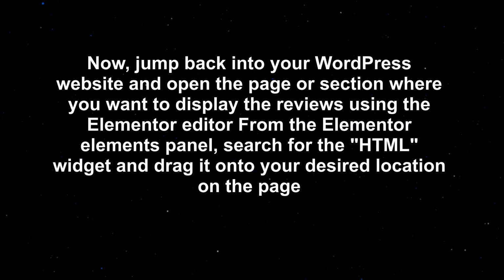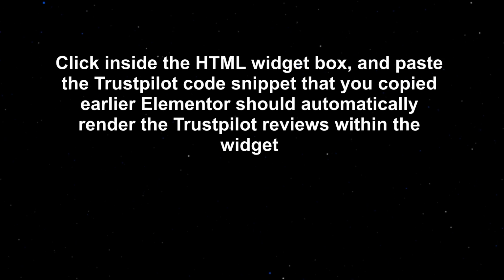Now, jump back into your WordPress website and open the page or section where you want to display the reviews using the Elementor editor. From the Elementor Elements panel, search for the HTML widget and drag it onto your desired location on the page. Click inside the HTML widget box and paste the Trustpilot code snippet that you copied earlier. Elementor should automatically render the Trustpilot reviews within the widget.